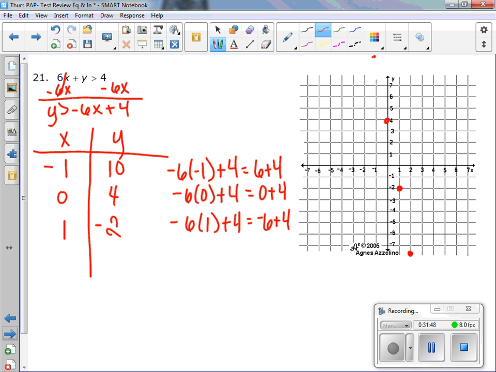I've only got 3 points, so you definitely need a ruler on this one. Notice that there's no equal to, which is kind of like your open circle, except we're going to draw dashes in there. So again, ruler, very helpful.